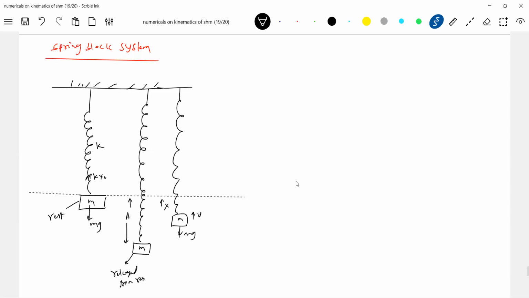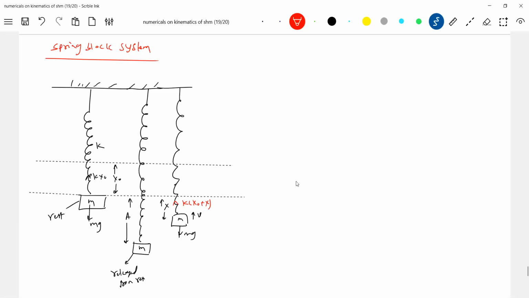Let it be elongation x. So this will be the mean position, and this is the natural length of the spring. This is the elongation initially, x naught. So how much spring force will act now? K times x naught plus x.